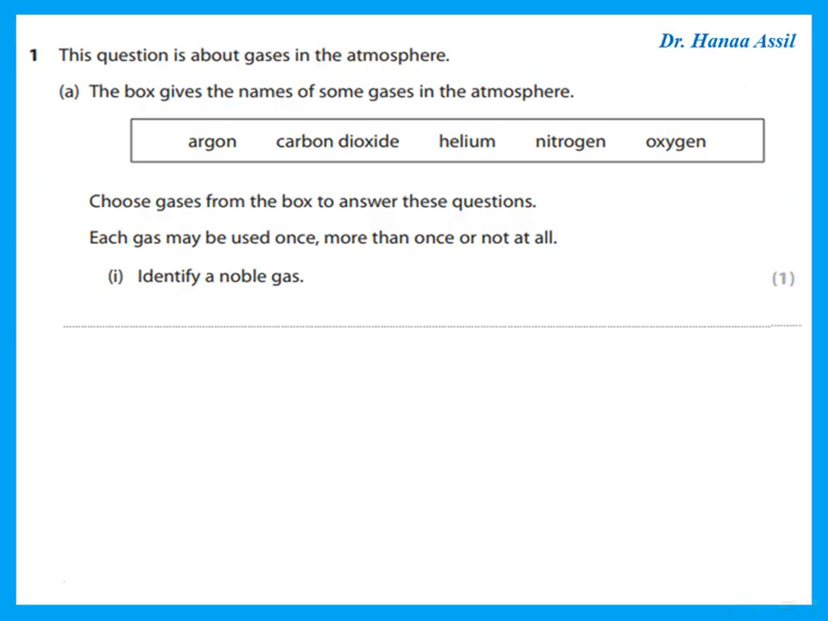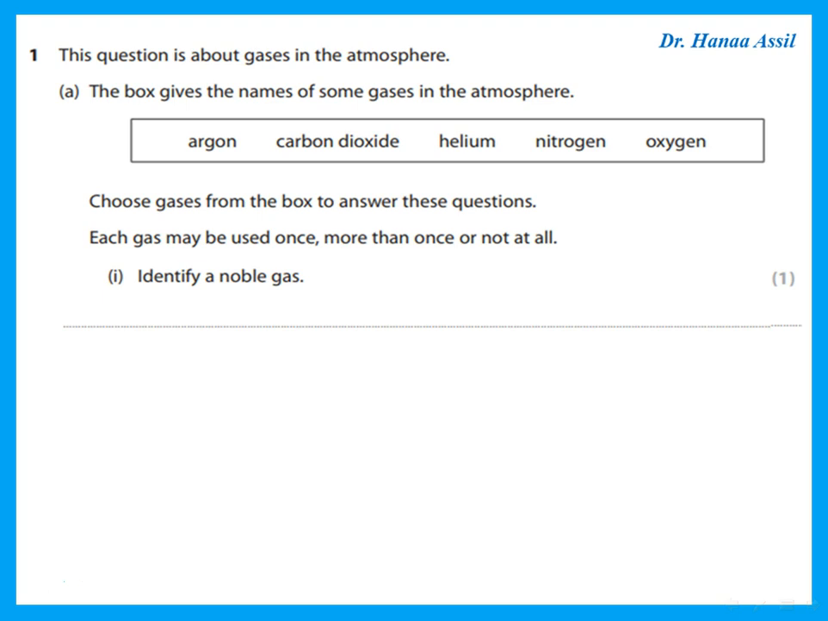The first question said, this question is about gases in the atmosphere. The box gives the names of some gases in the atmosphere. Choose gases from the box to answer these questions. Each gas may be used once, more than once, or not at all.